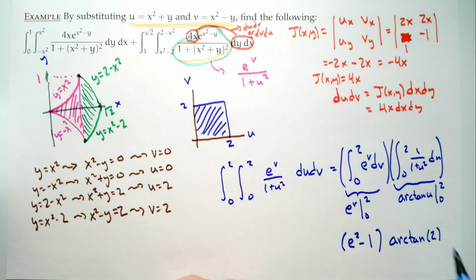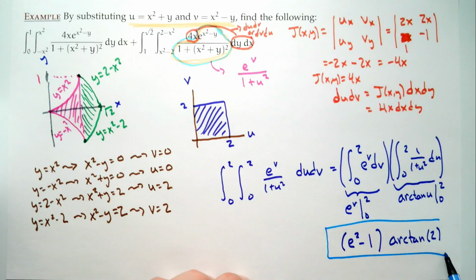Which means our final answer to what looked like a very hard problem was not so hard. Once we did that change of variables, things got simpler. Well, that's why you do change of variables. You always want things to get simpler. You don't take a calculus class because you want complicated stuff.